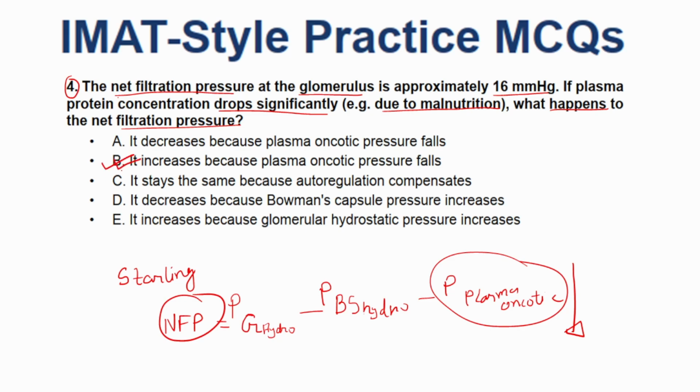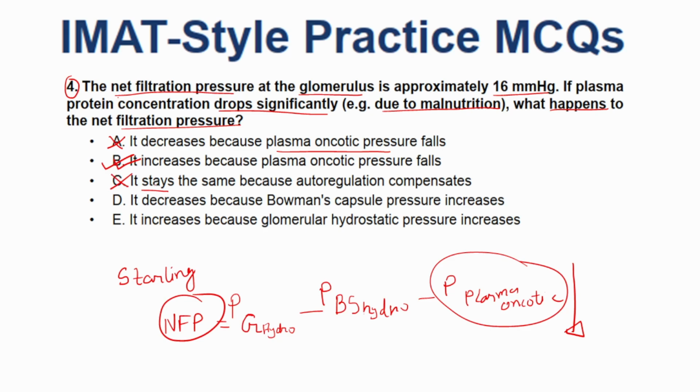For complete comprehension, we should also practice eliminating other options. Option A states that net filtration pressure decreases because plasma oncotic pressure falls, but that's a logical fallacy, as lowering an opposing force must always increase, not decrease, the net forward pressure. Option C says that it stays the same because autoregulation compensates. While renal autoregulation via myogenic mechanisms and tubuloglomerular feedback works tirelessly to keep glomerular filtration stable during pressure shifts, it cannot fully neutralize a severe systemic drop in protein concentration.